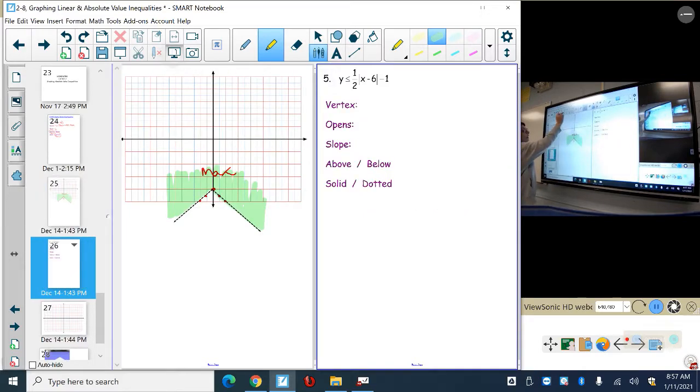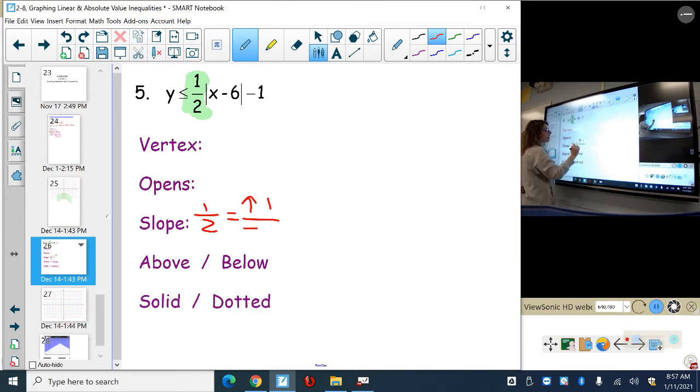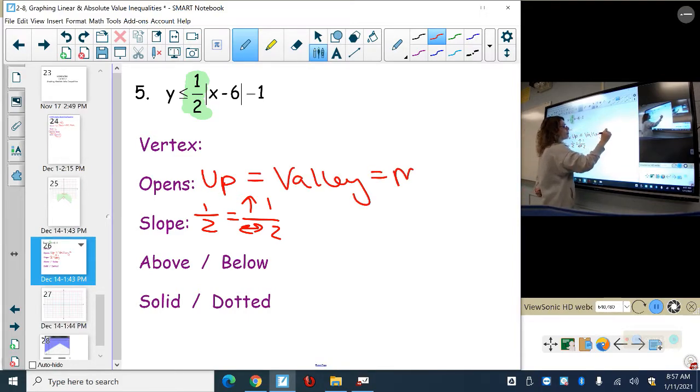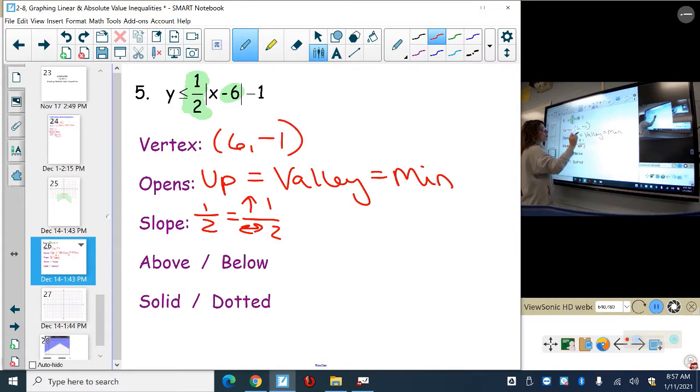Let's do that all over again. Very first thing I want you to find here is going to be your A value. Your A value is going to be 1/2. That is a positive A value, so that means I'm going up and left and right 2. So this is opening up, and this is a valley with a minimum. Okay? Then I need you to take the opposite of what you have for -6 and make that a +6, and then drop down the -1.